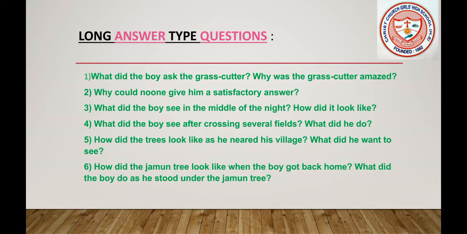Question number 6. How did the jamun tree look like when the boy got back home? Part B of the same question. What did the boy do as he stood under the jamun tree? So in the first part's answer, you can write, when the boy got back home, he saw the jamun tree stood clean and scrubbed, freshly showered. The second part's answer can be written in this way, that when the boy stood beneath the tree, he let the raindrops fall on his head and face. He raised his eyes to the sky and saw it clear, without even a wisp of cloud.